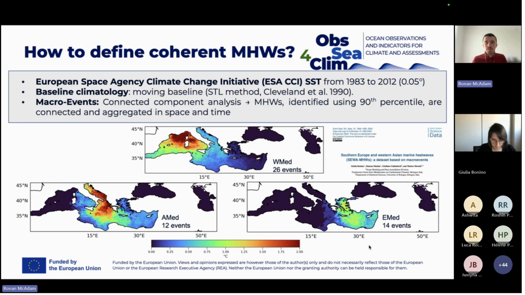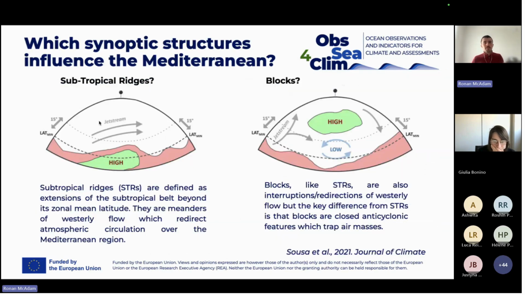That allows us to study large-scale events, which should, in principle, be easier to link to larger-scale atmospheric processes. What are these atmospheric processes I'm talking about exactly? Let's introduce some of the main candidates for the Mediterranean.